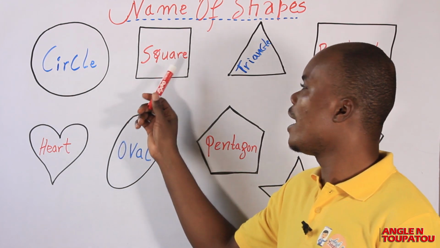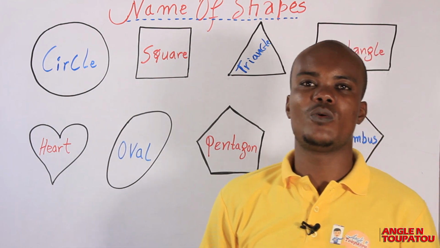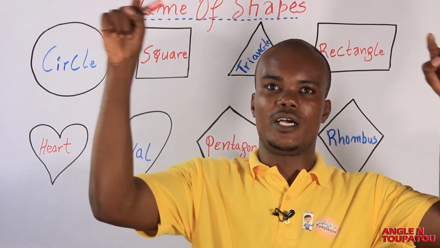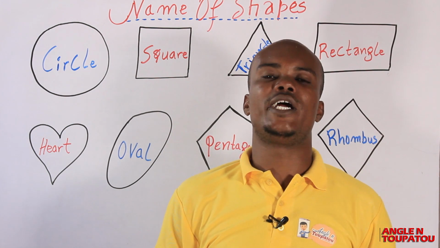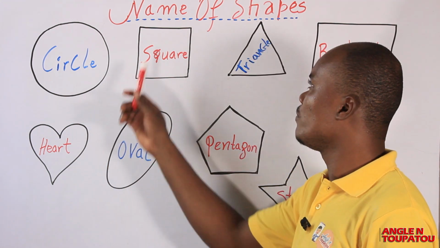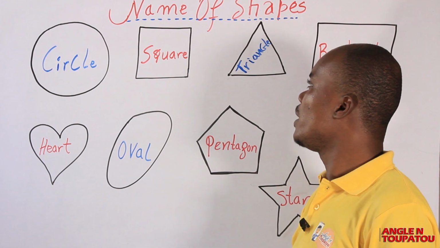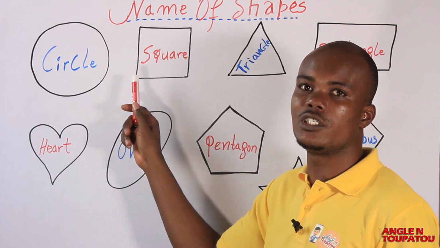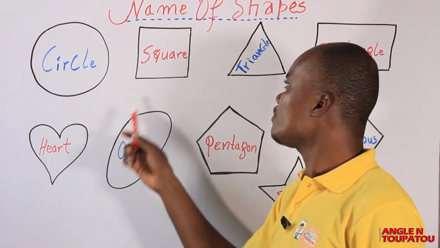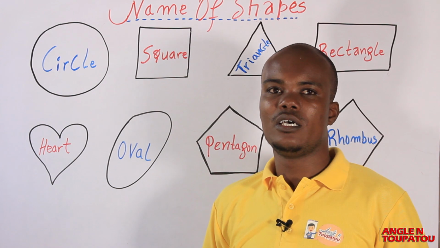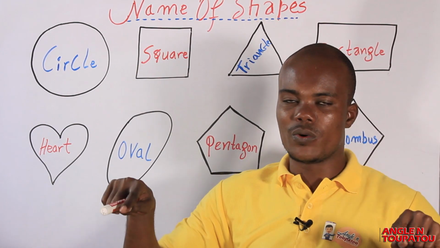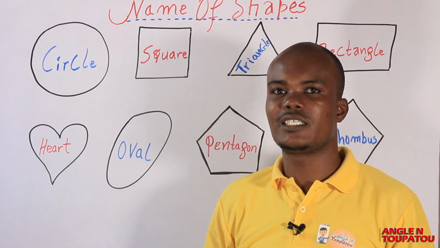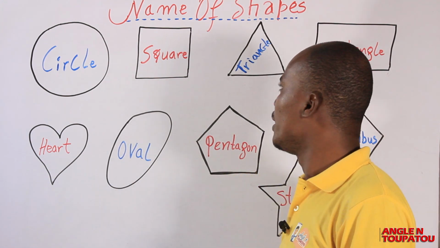After a circle, I have a square. A square. You know, a square. A square has four sides. Yon square gen four sides. One side, two sides, three sides, and four sides. Kat kote. Yon square gen kat kote. This is a square. We trace a square. Nou trace yon square.